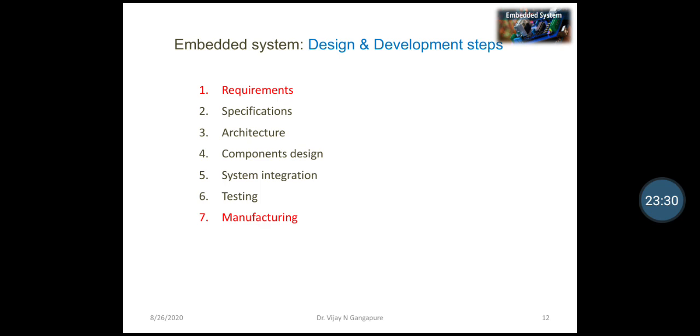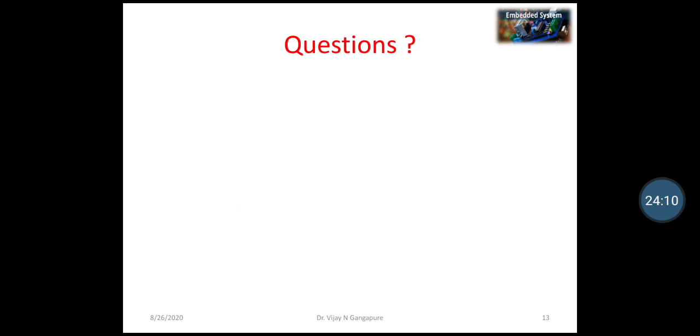And the fifth stage, system integration. After designing and testing each component of your embedded system, you will interconnect all these components to provide full functionality, and that is called system integration. After that you will test your embedded system under certain conditions or standard conditions, and then you will manufacture that embedded system and supply it to your customer. So these are the design and development steps of any embedded system.